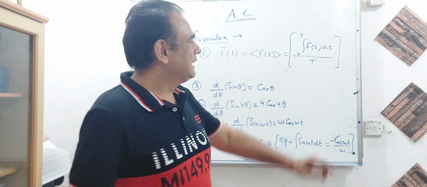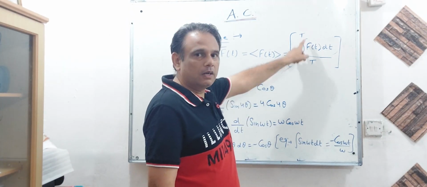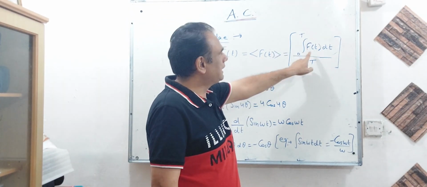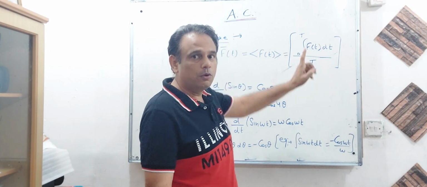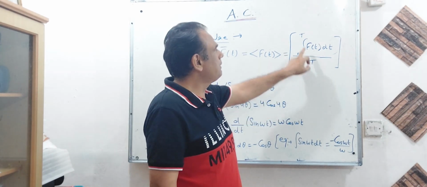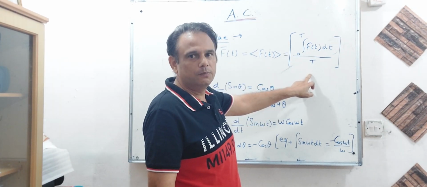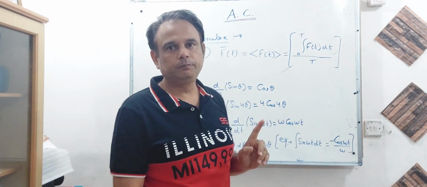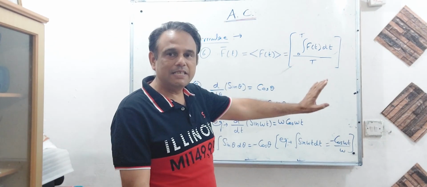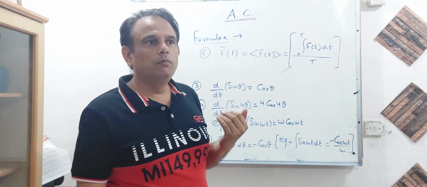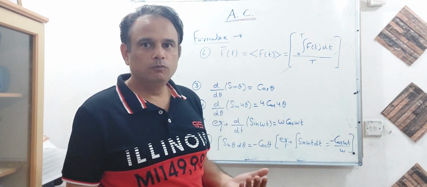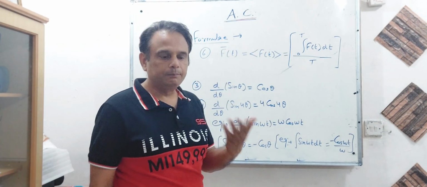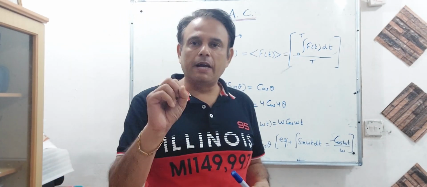So remember, if I am doing it for a complete cycle, then the limit is 0 to T. If I am doing it for half cycle, the limit will be 0 to T by 2, and here also T by 2. These equations, we will become familiar with them first. Hope you have written all these equations. I am going to give you some idea about it.